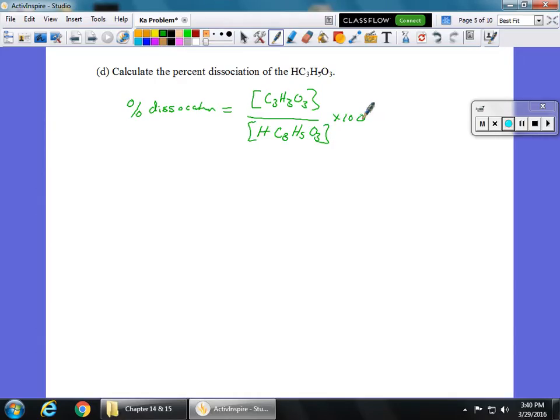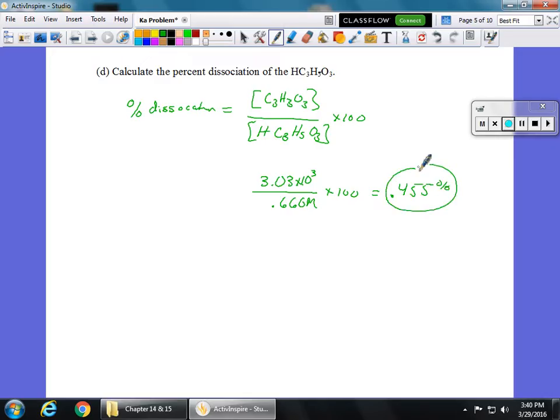So we found that in the last part, when we did that we got 3.03 times 10 to the negative third for the concentration of your conjugate. And you had an original concentration of 0.666 molar for the acid. If we multiply that by 100, we get a pretty small percentage. 0.455% is the percent dissociation.